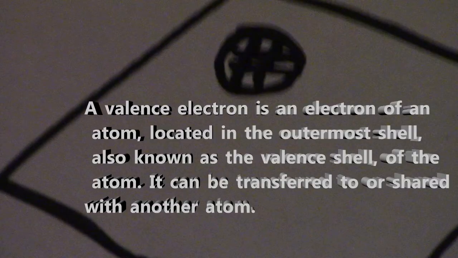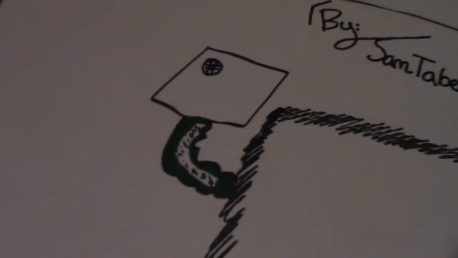A valence electron is an electron of an atom located in the outermost shell, also known as the valence shell of an atom. It can be transferred to or shared with another atom depending on the type of bonding you're doing, either ionic or covalent. Specifically, you can only share with covalent.